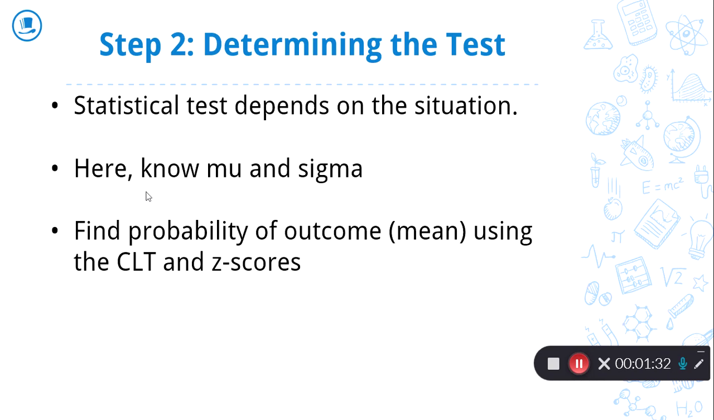And here we know mu and sigma. We know everything there is to know about a reference population. So that means we can find the probability of the outcome, the sample mean, using the central limit theorem and z-scores. This is why chapter 6 was important. Right? When we know a reference population, we can use that information to find the probability of a sample mean. So this test, the one that's appropriate for the example we're talking about, is called the z-test. The z-test we'll talk about in the next set of slides, which is chapter 10.